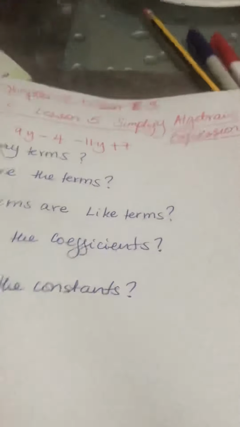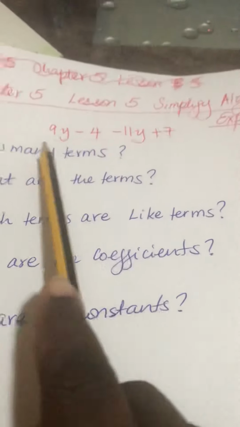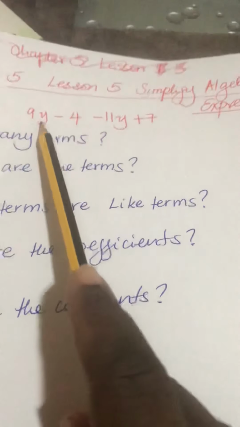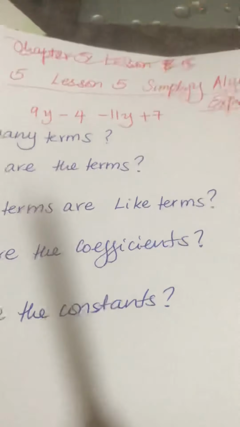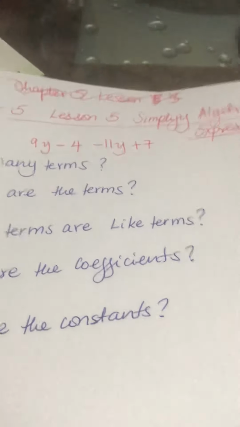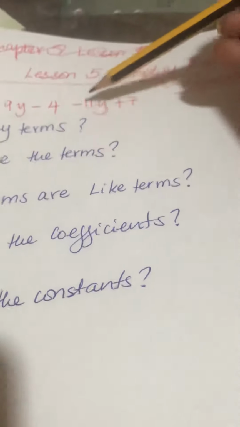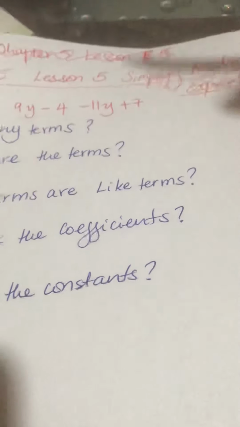Grade 7, this is chapter 5, lesson 5, simplifying algebraic expressions. You will be given an expression that is algebraic. How do you know? Because it has numbers and it has variables. That is how you know this is an algebraic expression: an expression with numbers and variables, together with operations. We see the operations over here are negatives or minus and plus.